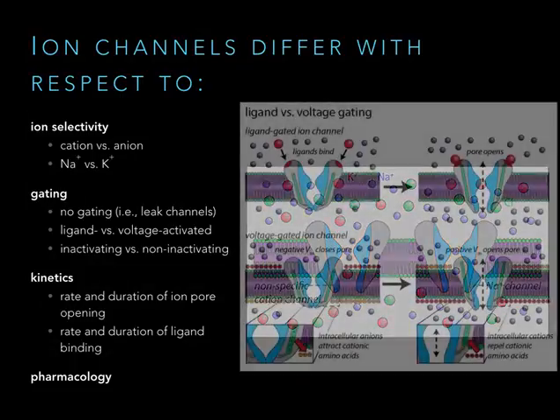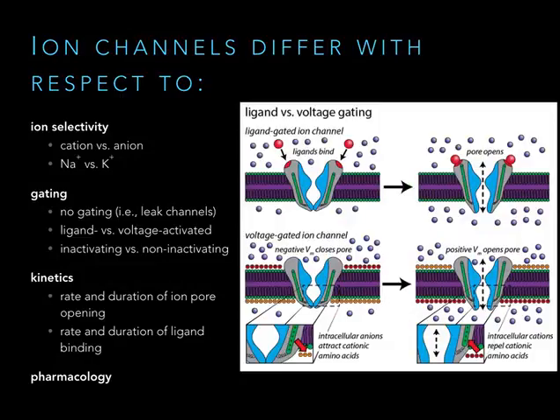Others differ in terms of their gating. Okay, ligand versus voltage gating. If there even is gating, right? Remember, not every channel has gating. Leak channels have no gating. They're always open. Ligand-gated ion channels need a ligand to bind in order to pull open the ion pore. Voltage-gated ion channels usually have some sort of a voltage sensor, positively charged amino acids that are repelled from the positive charge that enters. This rearranges the ion pore and allows ions to permeate. And again, some are inactivating, some aren't.